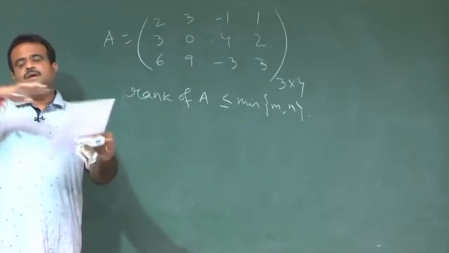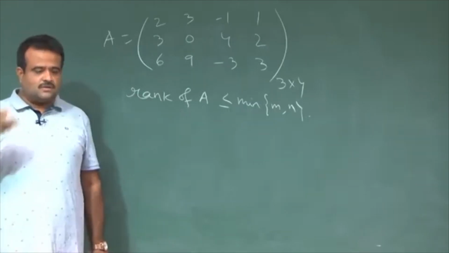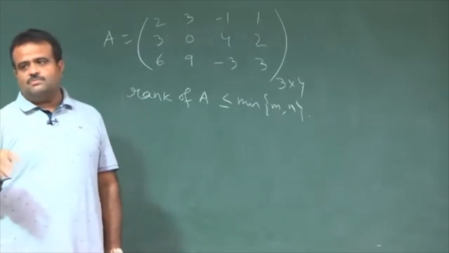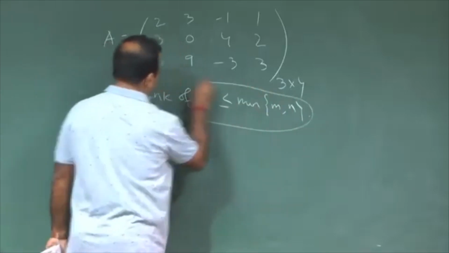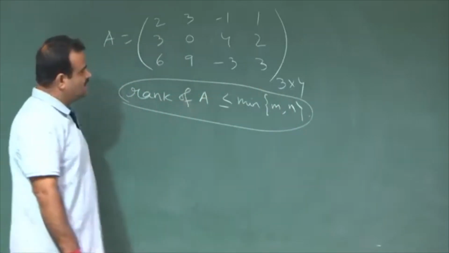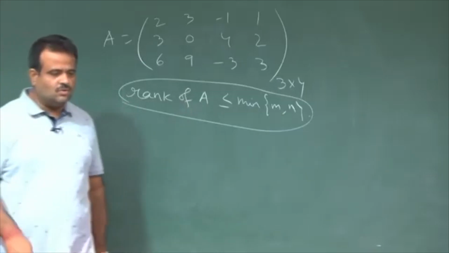So, if we have m number of rows and n number of columns, and m is less than n, say, then we cannot construct a square matrix of order more than m. So, that is the condition. So, the rank has to be less than 3. So, rank is either 3, 2, 1, 0.